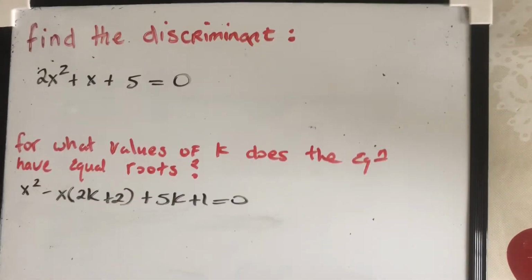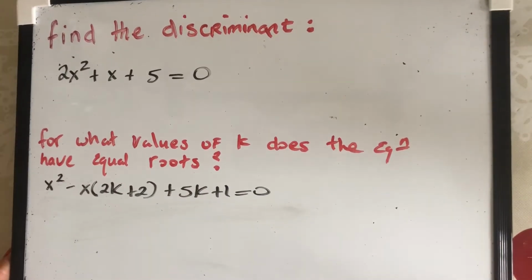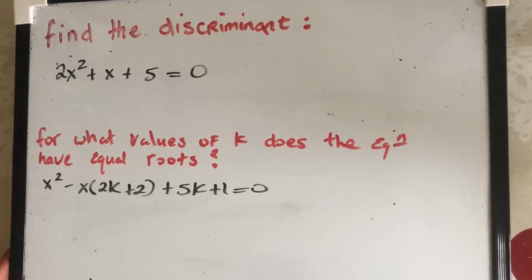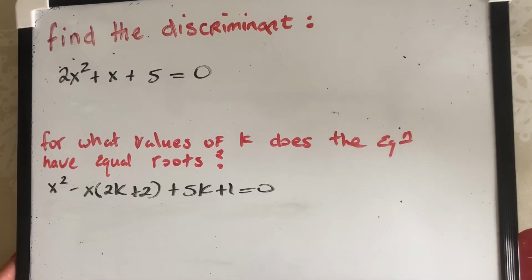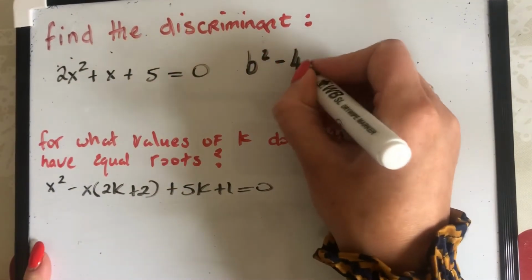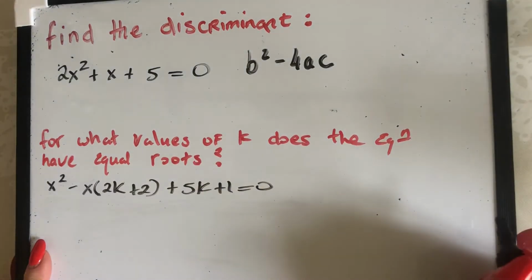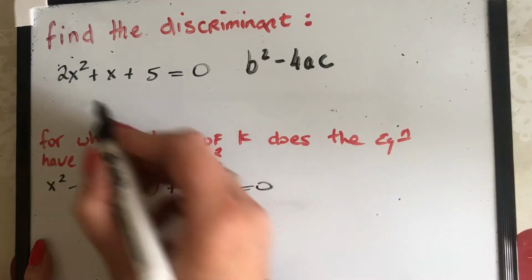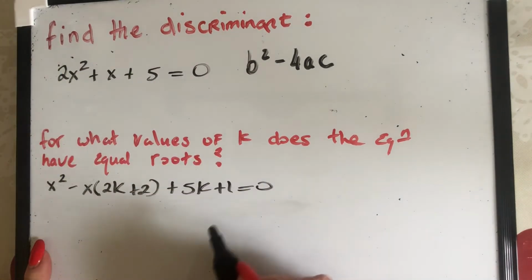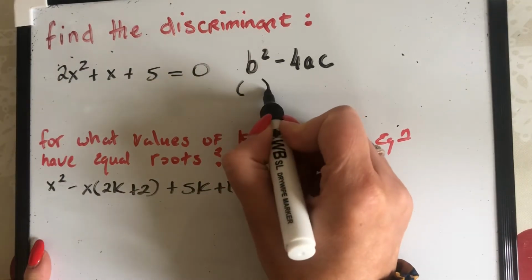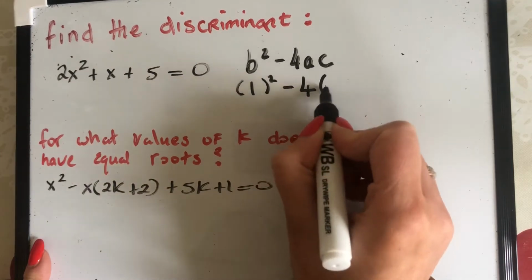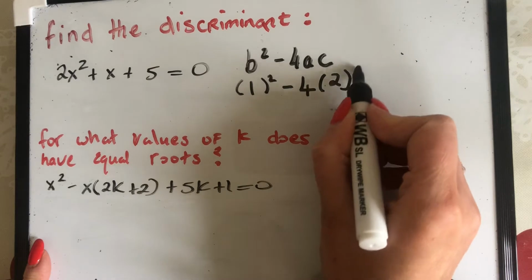So here we go. Find the discriminant of 2x squared plus x plus 5 equals 0. Well, we're going to begin by writing out what the discriminant is. We know it's b squared minus 4ac. We know from quadratic equations that a will be 2, b will be 1, and c will be 5. So let's input those numbers. So b is 1, and we're going to square it. Take away 4, a is 2, and then c is 5.